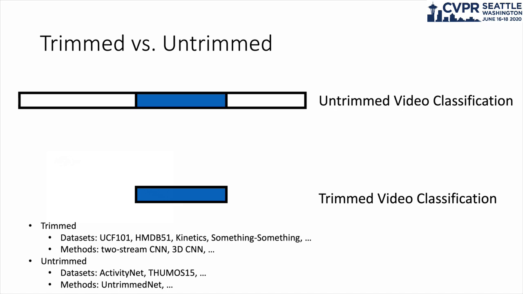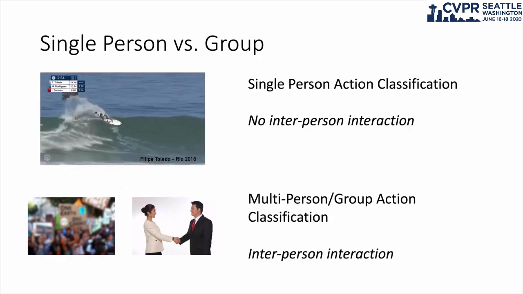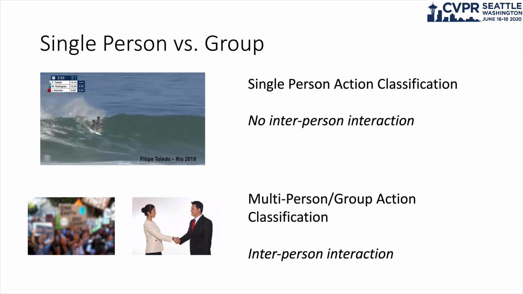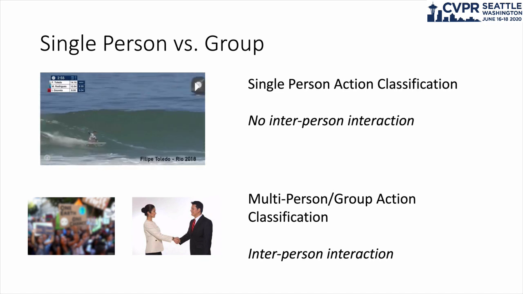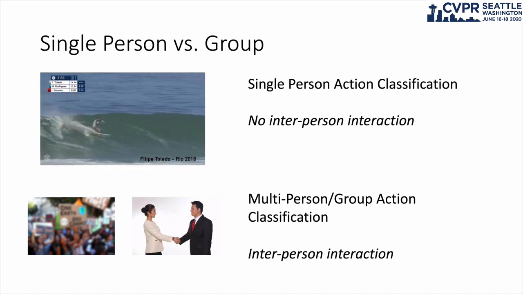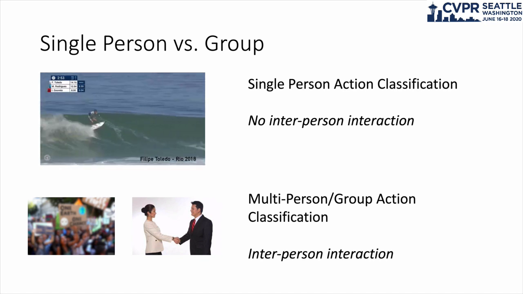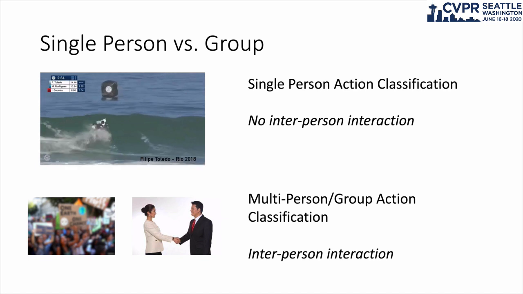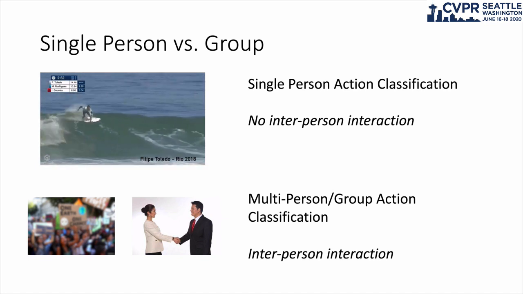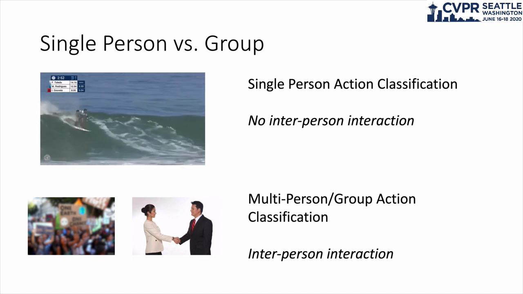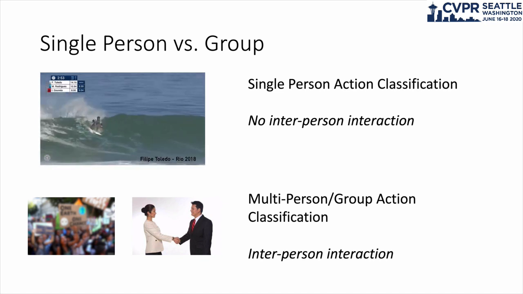Another aspect of the problem is single person versus multiple person. For single person action classification, there are no interperson interactions. For example, here in the surfing videos, we only have this single person performing the surfing. But for multi-person and group action classification, there is important information in the interaction between different people and the configuration they pose between each other.